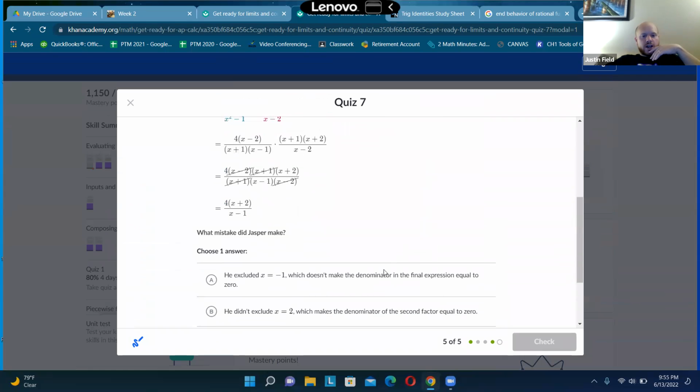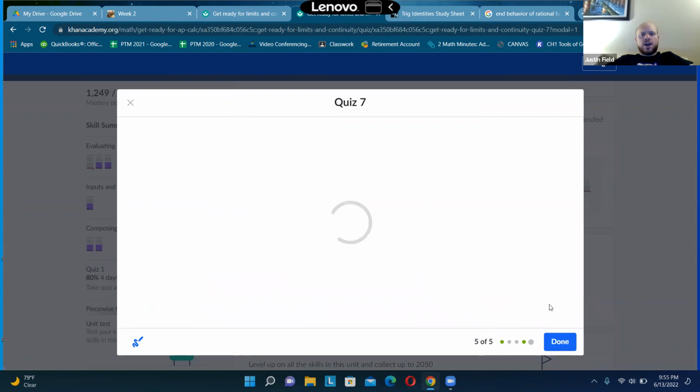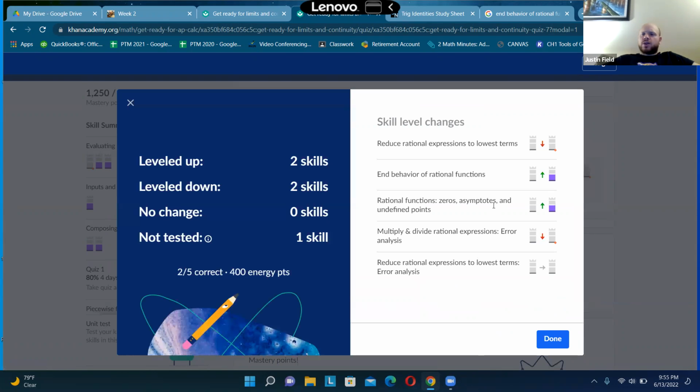Okay. What mistake did Jasper make? You can figure that out. Figure out Jasper's mistake. All right, so that's quizzes 4, 5, 6, and 7. And so now you try them and post in the organizer your green, yellow, and red problems.